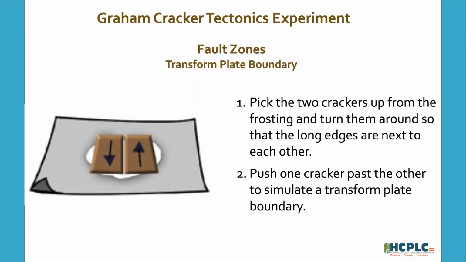Great. So for experiment number 2, this is called the transform plate boundary. And what's happening here is we have 2 graham crackers symbolizing our continental tectonic plates. These graham crackers or plates are going to glide past each other in opposite directions. If you look at the diagram, you'll see one of the graham crackers is moving forward and the other one is moving backwards. And they are sliding past each other. So we'll see what that looks like in the video.